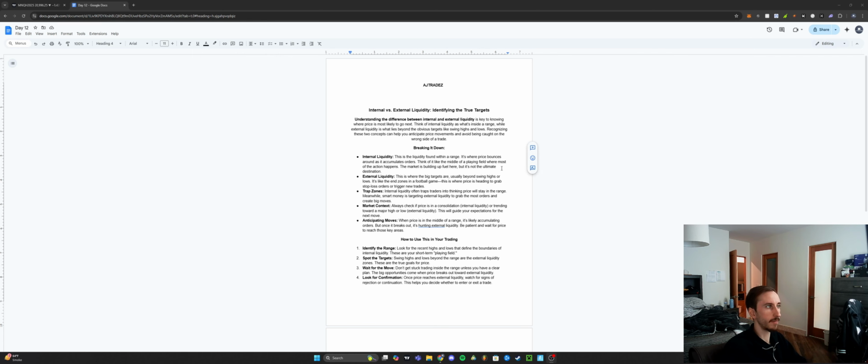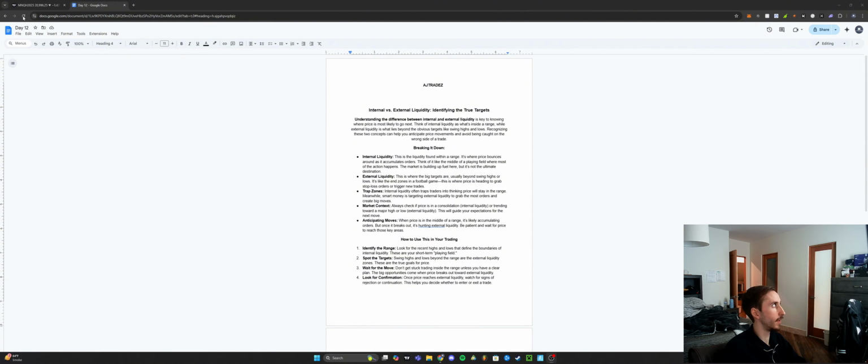You need to think of internal liquidity as what's inside of a range. You're going to have a low and a high, and whatever is inside of that range is going to be internal liquidity, whether that would be a fair value gap, maybe a mitigation block, anything. All that is internal liquidity, okay? While external liquidity is what lies beyond the obvious targets like the swing highs and swing lows. Recognizing these two concepts can help you anticipate price movements and avoid being caught on the wrong side of the trade.